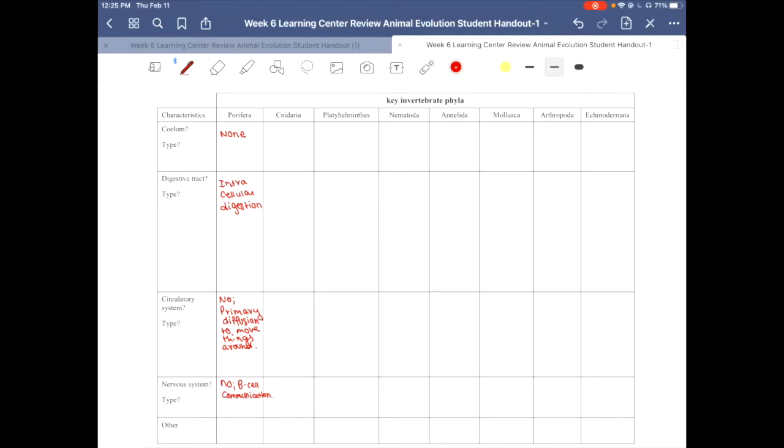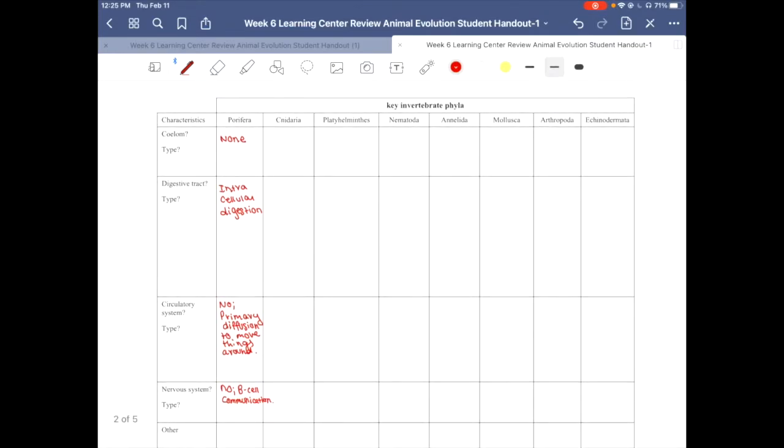Okay, next we're going to be looking at Cnidaria, and they also don't have a coelom. But for the digestive tract, they do have a gastrovascular cavity. So some extracellular digestion does occur, but we still have intracellular digestion present.